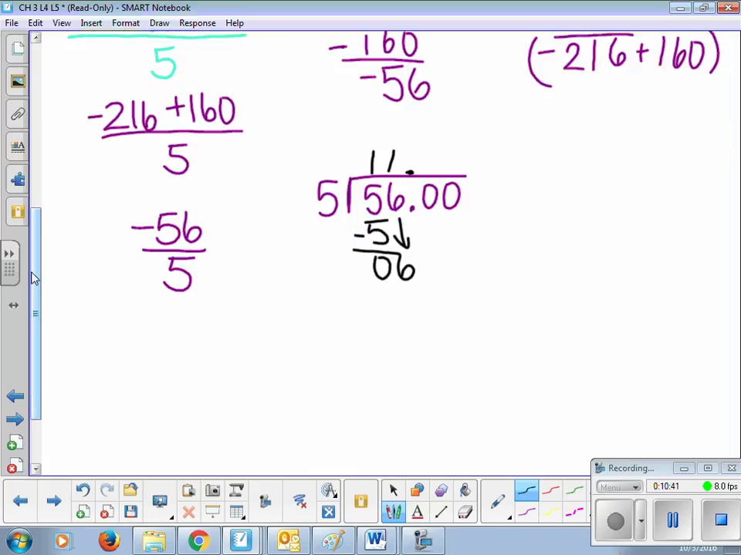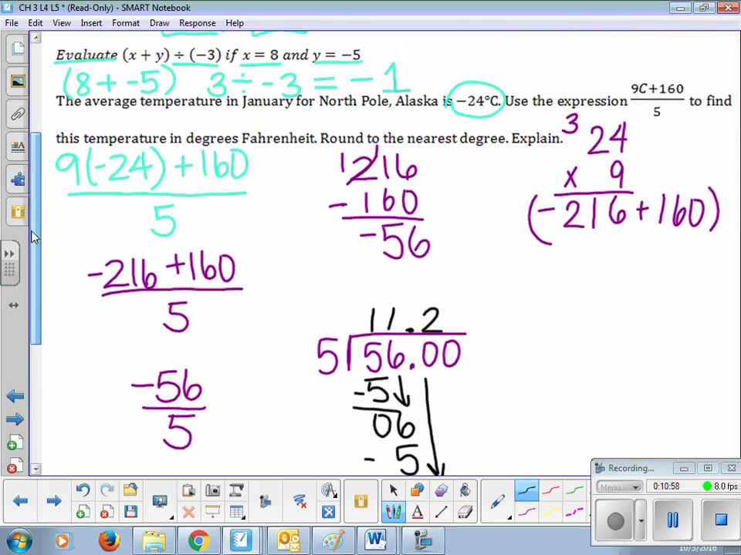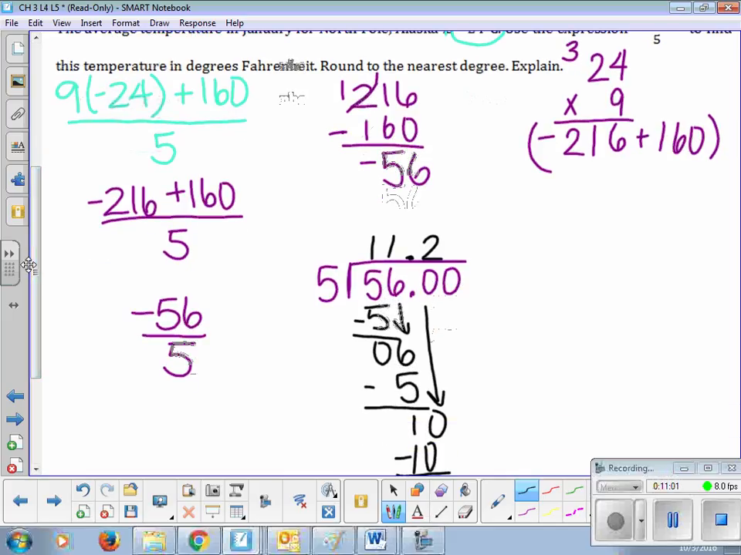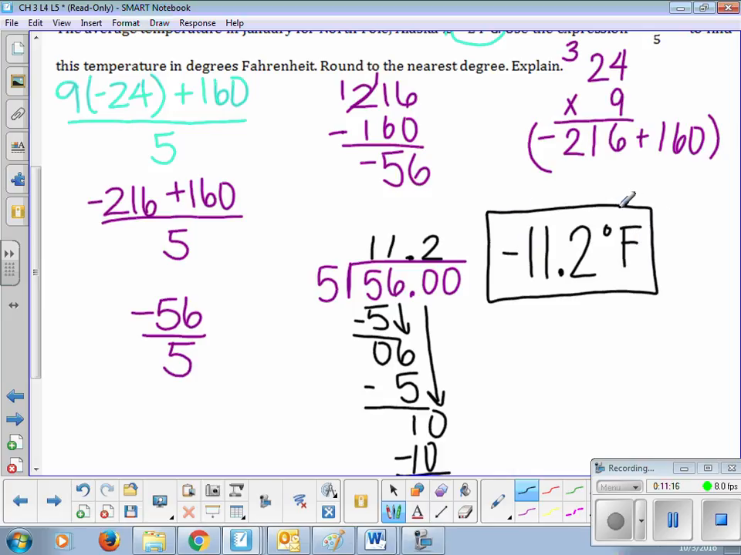5. And we subtract to get 1. I'm going to bring down a 0. How many times can 5 go into 10? 2. What's 5 times 2? 10. We subtract and we're left with 0. So, we know that it would be what in degrees Fahrenheit? 11.2 degrees. And since we had different signs here, our answer is negative. So, negative 11.2 degrees Fahrenheit.